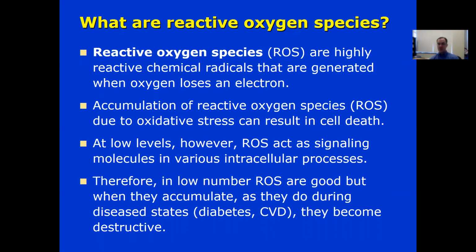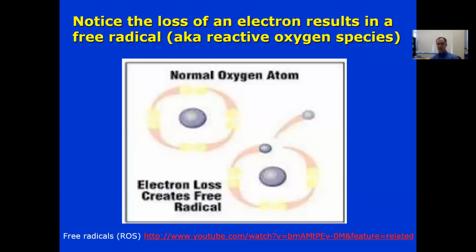So in low numbers, ROS is good, but when they accumulate, as they do during disease states, they can become destructive. Here's a picture of what a reactive oxygen species is. Here is an oxygen molecule, and there are yellow electrons around it. You have 1, 2, 3, 4, 5, 6, 7, 8, so 8 electrons, and they're paired up. This is just showing that a free radical is when one of those electrons is missing, so you basically have a missing electron pair. That is when the oxygen molecule becomes hyperactive, a free radical that can cause damage throughout the body.